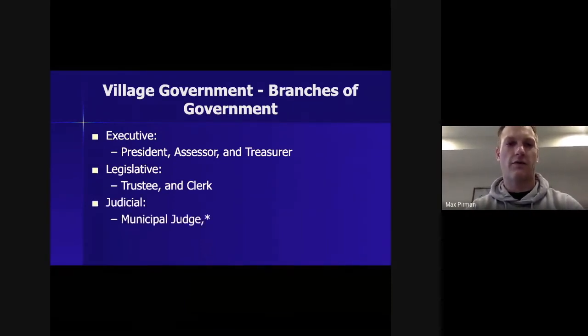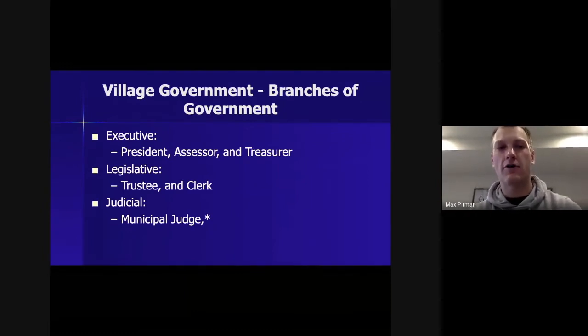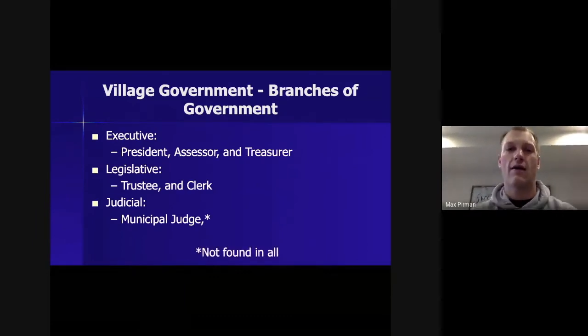And for the judicial, some villages have a municipal judge. Pulaski does, but Pulaski's not a huge village. I think there's about 3,100 to 3,200 people. I don't think it would be a smart business decision for Pulaski to pay for a full-time judge. So there are villages that share judges between them. If you think about where the judge's paycheck would come from, it would be the taxpayers. If the village paid for a full-time judge, remember that's going to come from your parents' money. So a lot of villages share judges, and they only hire them for maybe a couple of days a week.